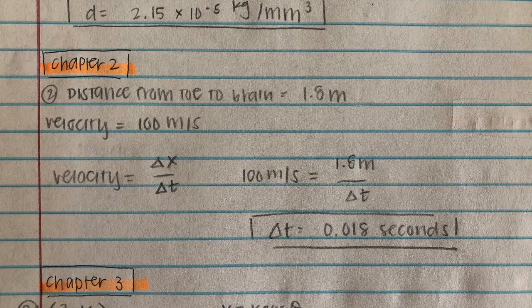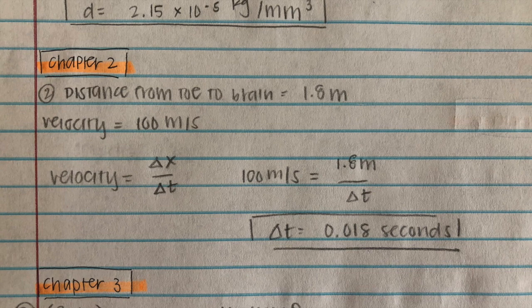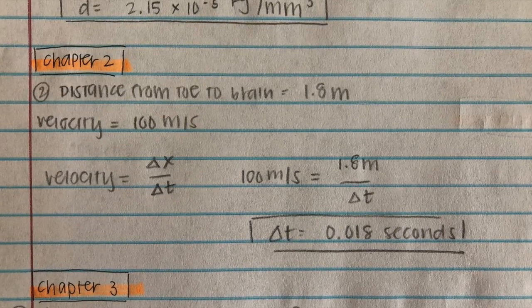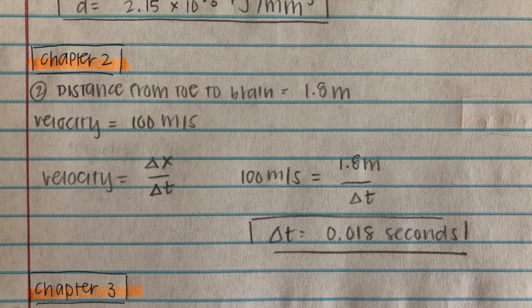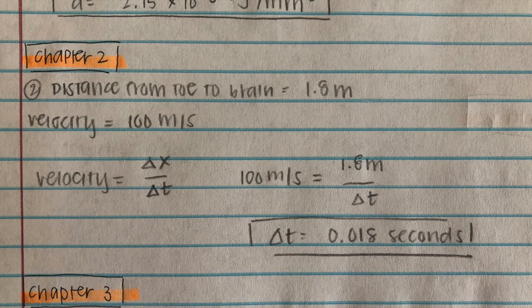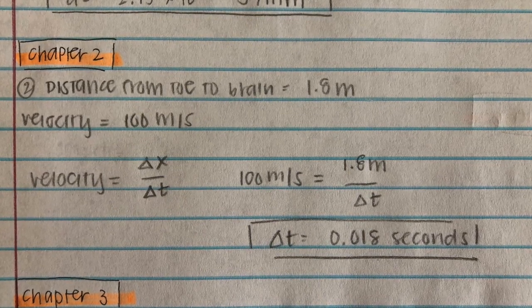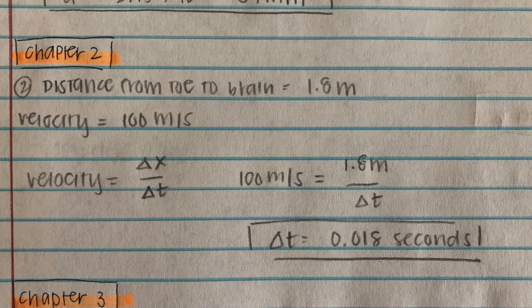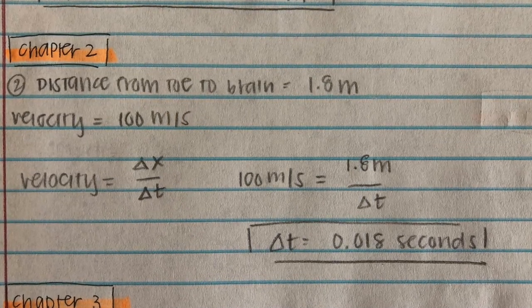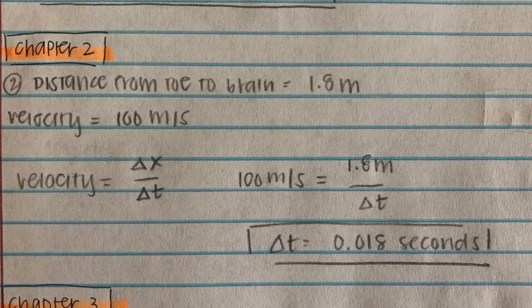For Chapter 2, Question 2 was asking for the time it takes for a nerve impulse to get from the toe to the brain. Approximately, the distance from the toe to the brain is 1.8 meters. The velocity given was 100 meters per second. So, assuming that velocity equals delta x over delta t, I did 100 meters per second equals 1.8 meters over delta t, and solved for delta t, getting 0.018 seconds.